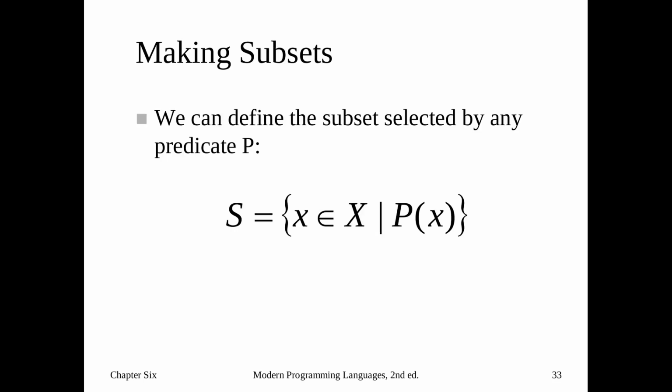We can also deal with subsets, right? So we can define the subset selected by any predicate P, right? A predicate is simply a logical construct that resolves as true or false. So we can say that little x is a member of the set X. So we create a set S, a subset basically of X, which includes any element x of set X where the predicate P of x is true. So that's what the set is comprised of.